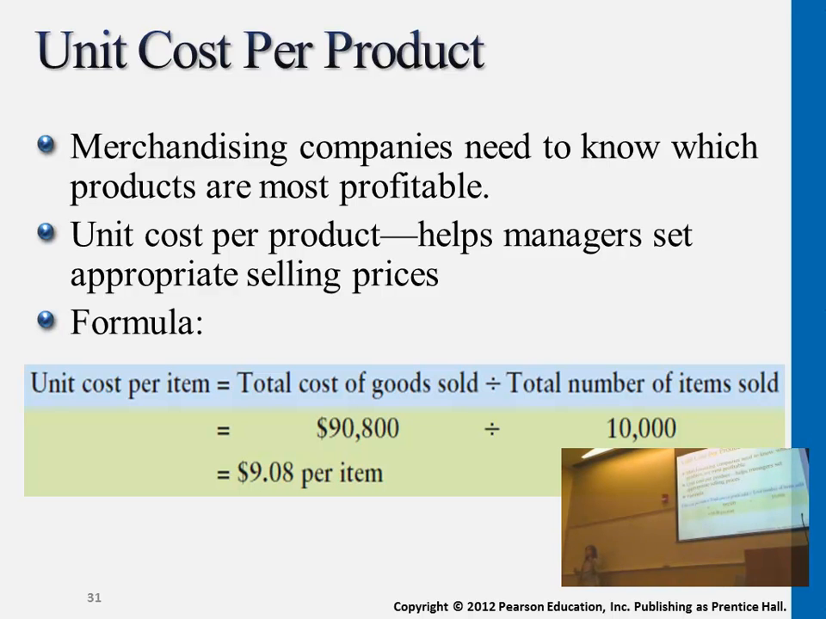We want to know the total cost of the goods we sell to customers, and to determine unit cost per item, we divide it by the total items. Just like earlier, we calculated total operating expenses for a service company, then we divided it by clients, customers. For a merchandising business, the unit would be products.